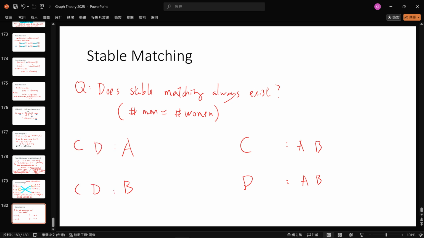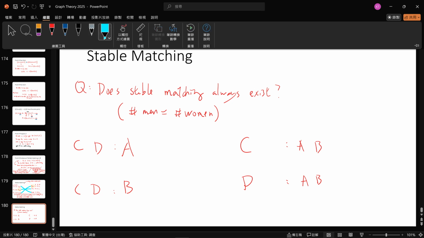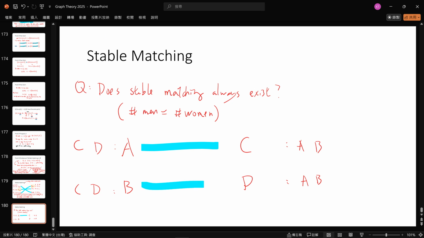Okay, so let's consider this case. So 2 men and 2 women, okay? And they all have the same preference lists, okay? So A and B, they have the same preference lists. C and D, they have the same preference lists. So is this a stable matching?